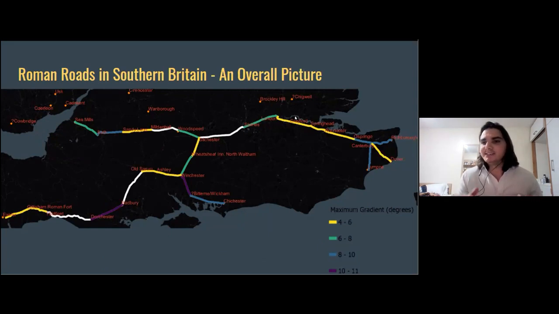However, further research is needed to assess whether this is largely due to the easier topography within the southeast of Britain, or whether we can attribute these decisions to their intended motive.